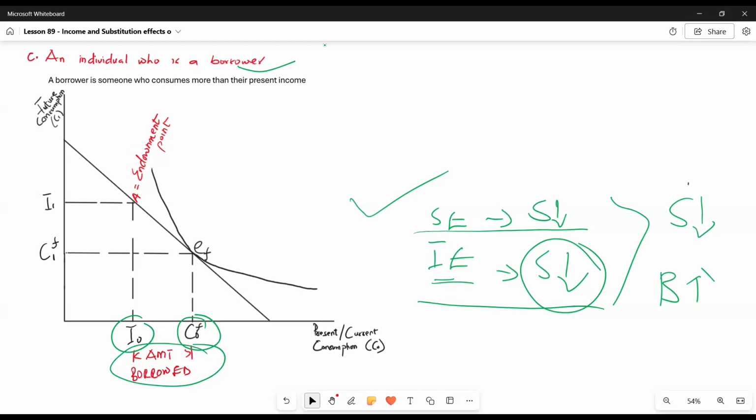Our next lesson will be an algebraic representation of present and future values.